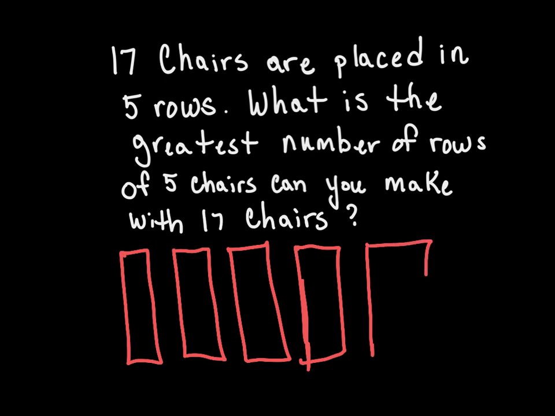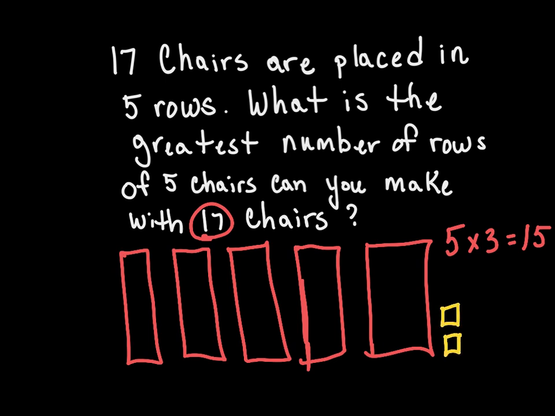All right. Now, 5 and 17, the greatest number that we could have would be 3 in each one, because 5 times 3 is 15. They want 17. So that would mean that we would have 2 extra chairs left over that wouldn't be part of those rows. So this, again, is what we call our remainder. Because if we added on our remainder to this, we would get 17.